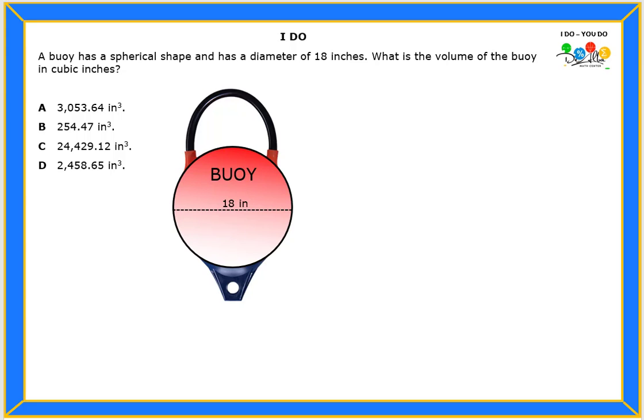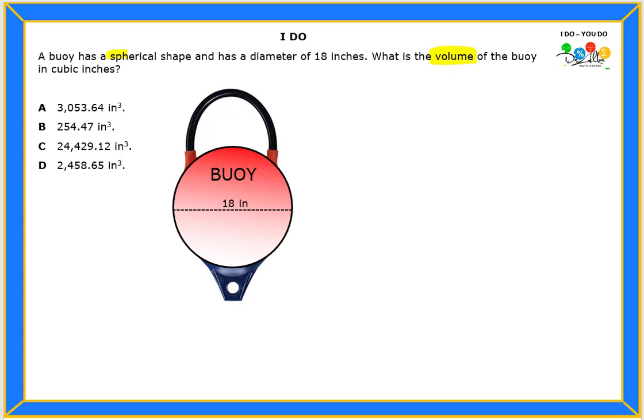And it says, a boy has a spherical shape and has a diameter of 18 inches. What is the volume of the boy in cubic inches? So let's see, what are we going to be looking for? It's the volume, right? Okay, and what kind of shape am I going to be dealing with?